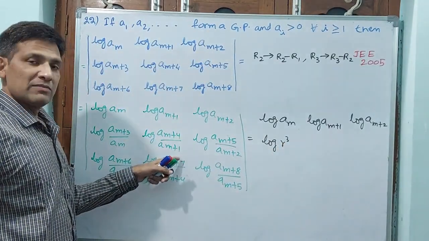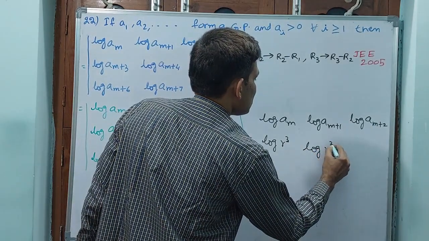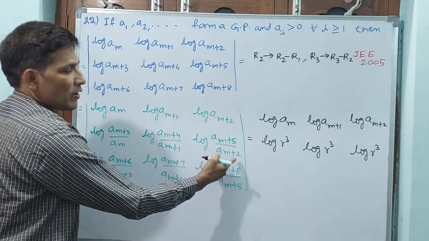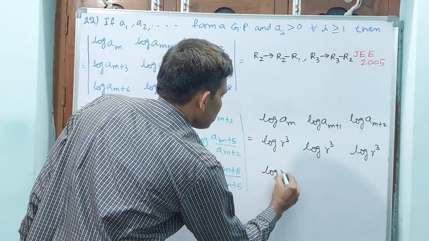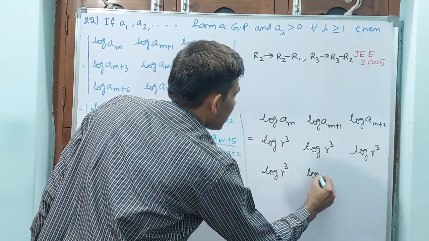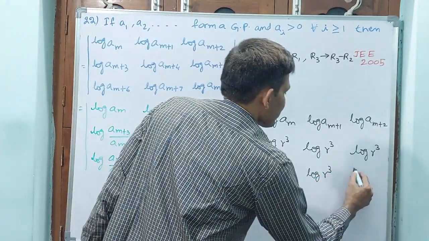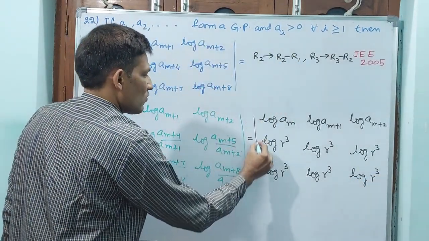Log R cube, 4 minus 1, 3, log R cube. Log R cube, 5 minus 2, 6 minus 3, log R cube. Log R cube, why? Because 7 minus 4. Log R cube, 8 minus 5. Okay, now close the determinant.